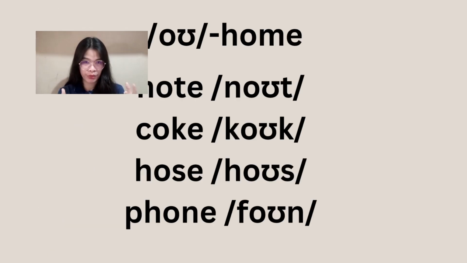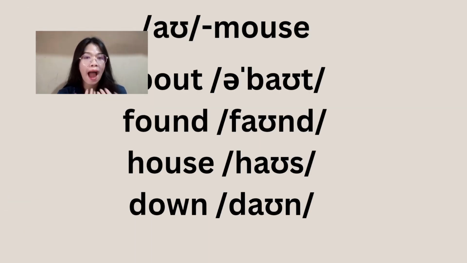Diphthong oh. So that is similar to home, a combination of the schwa and U, but minimal. Note, coke, hose, and phone. Diphthong ow. So it is like mouse, about, found, house, and down.